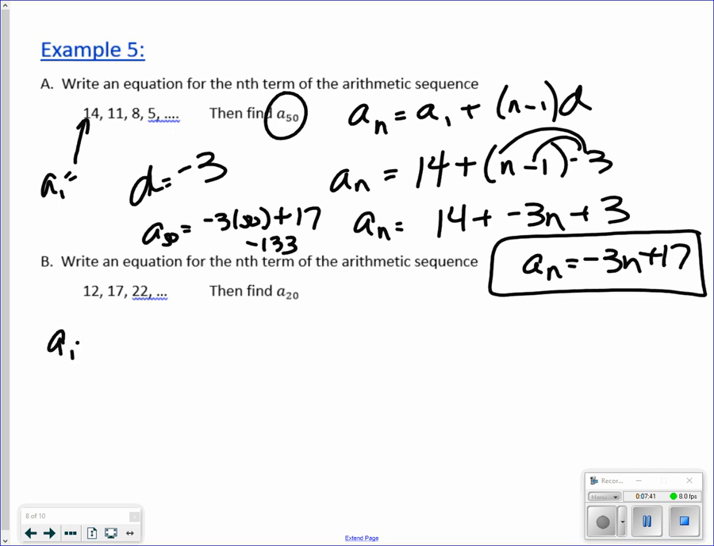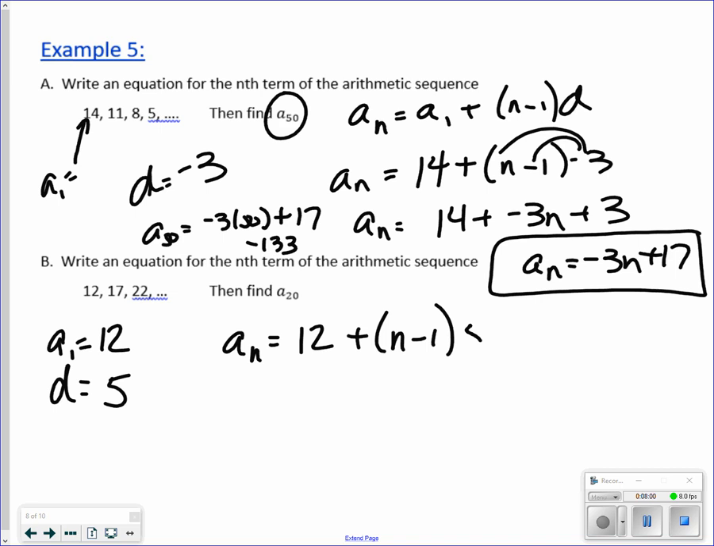Again, what is a sub 1 and what is d? Those are the only two pieces of information I need to have in order to write an equation. A sub 1 in this case is 12. D is going up by 5 each time. So the formula that I need to know is a sub 1 plus n minus 1 times d. Distribute the d and add like terms.